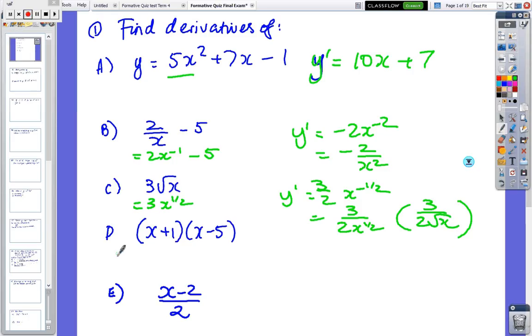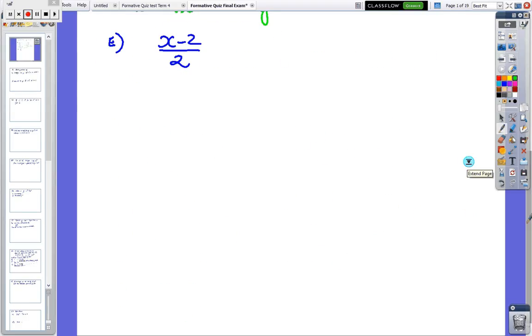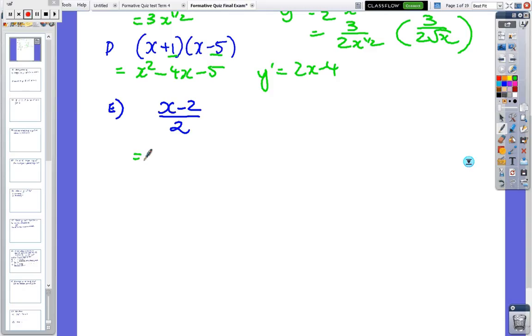Okay, with this one here, expand the bracket, so you've got x squared minus 5 plus 1 is minus 4x minus 5, so y dash will just be 2x minus 4. And in the last one, what you do is you break up the fraction into two parts and then tidy up if you can, and then y dash, okay, x over a half just turns into a half, and the minus 1 disappears.